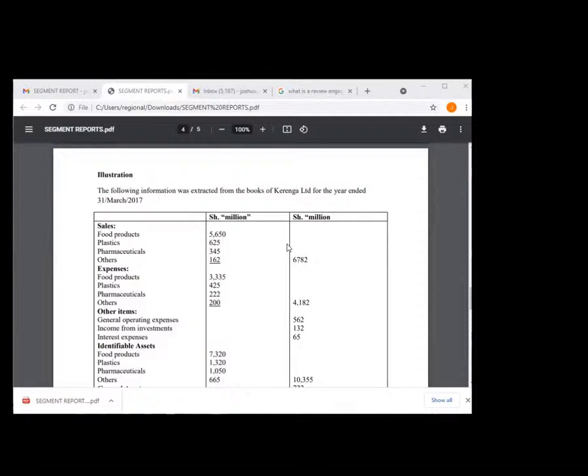How about pharmaceutical? Pharmaceutical revenue is 345. So we have there 345 minus the expenses of pharmaceutical, which I'm able to see is 222. So from there, ladies and gentlemen, I'll mention there 123.